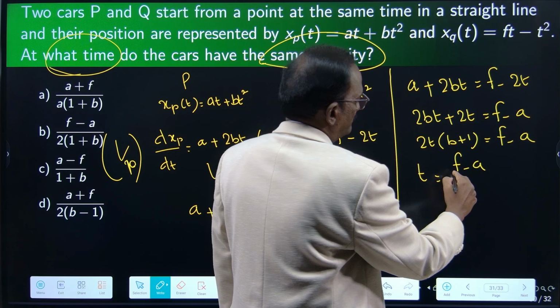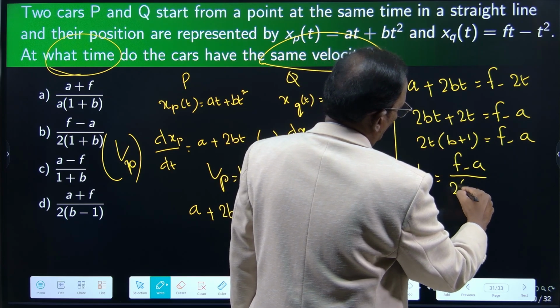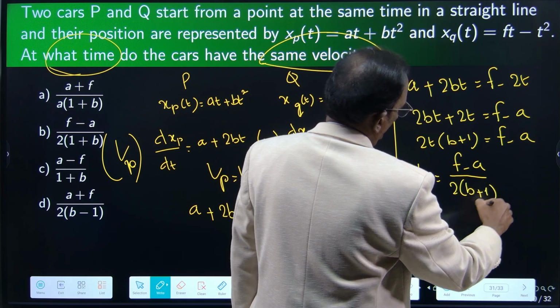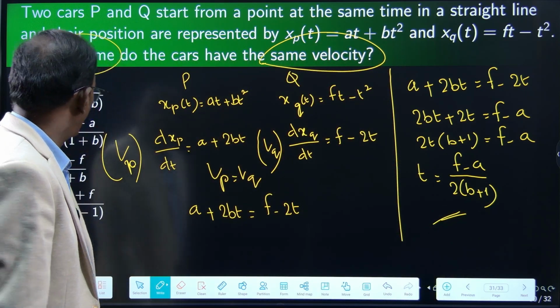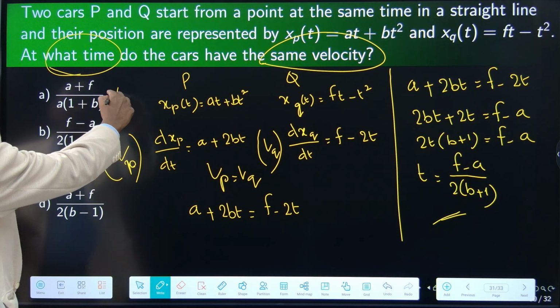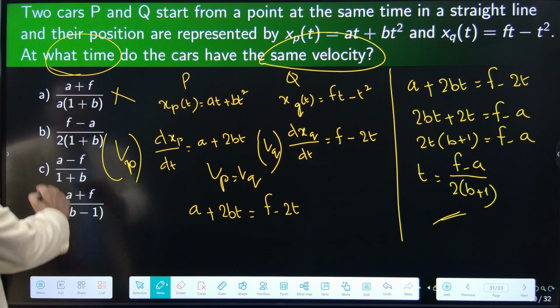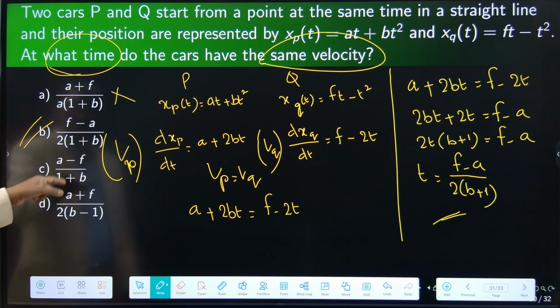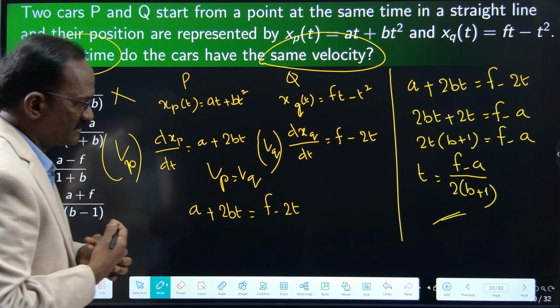So t is equal to f minus a divided by 2 of b plus 1. At this time, both the cars will have same velocity. We will check the options. f minus a, 2 of b plus 1, 2 of 1 plus b. Yes, option B is right. This is a minus f, this is a plus f. Yes, option B is correct.